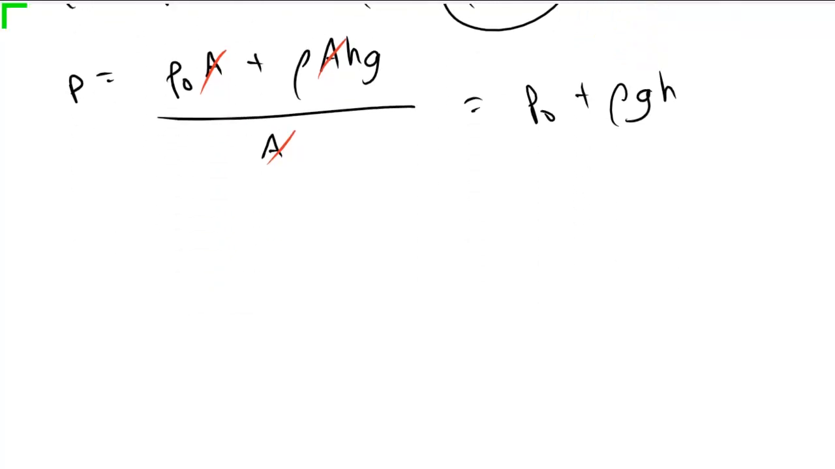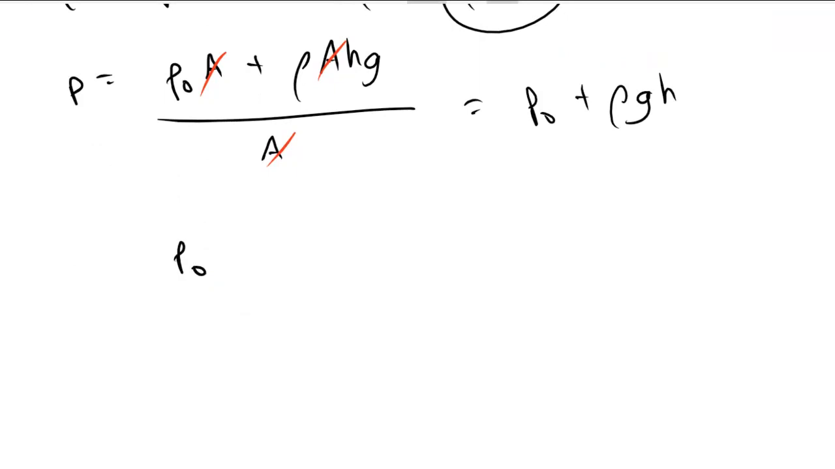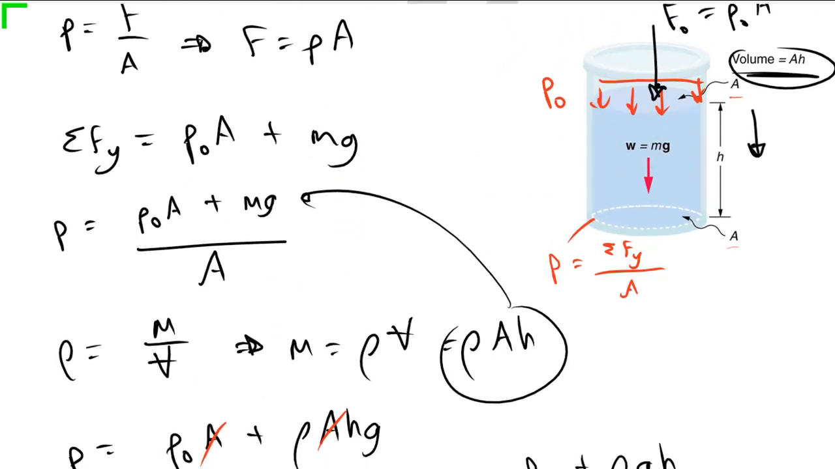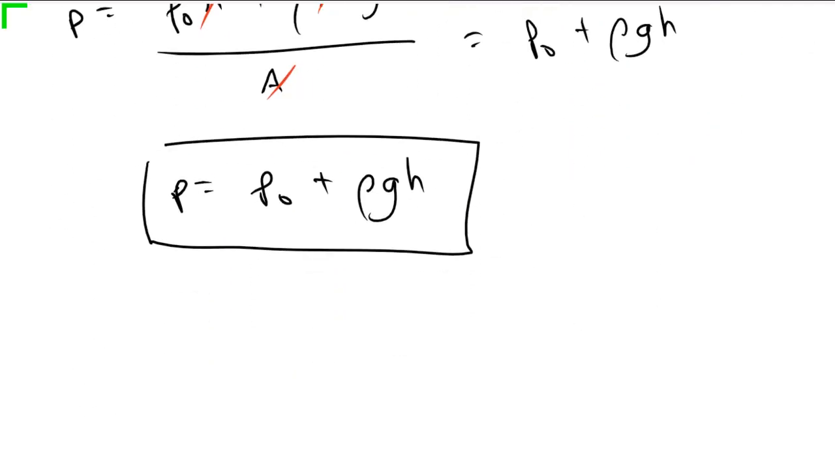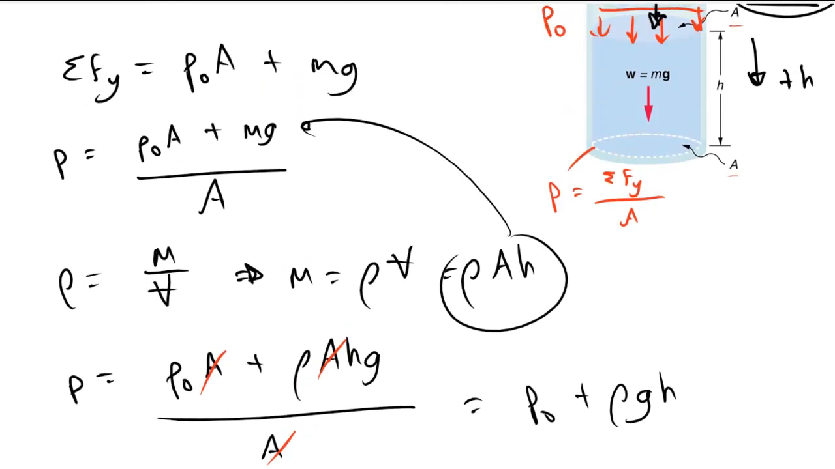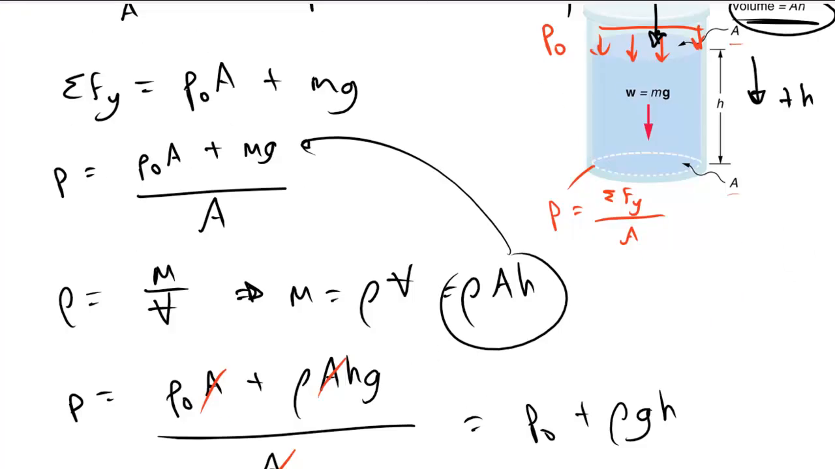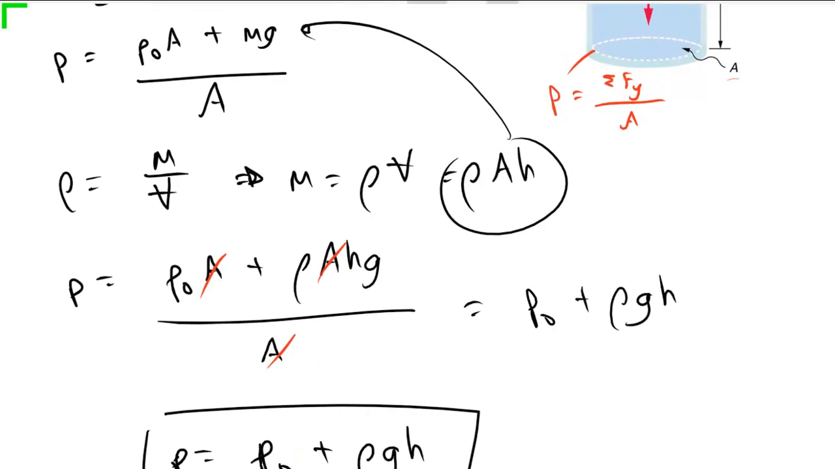So this is pressure variation with depth. P is equal to P naught plus density times gravity times height. This is where a positive H is measured downwards. So this is positive H this way. Pressure increases as you go down. You can also measure a negative H, which would be up this direction, and the pressure would decrease. That would just simply be negative.